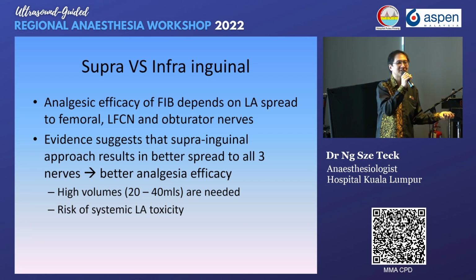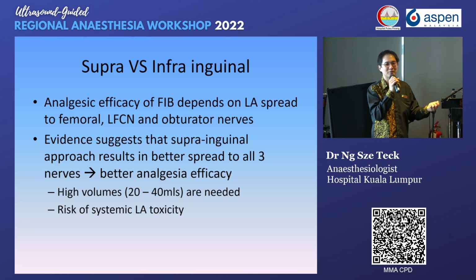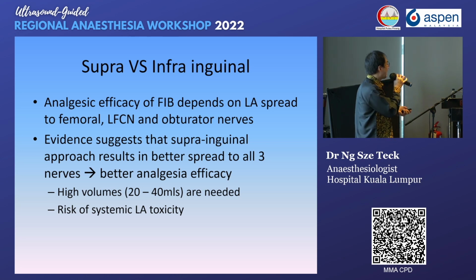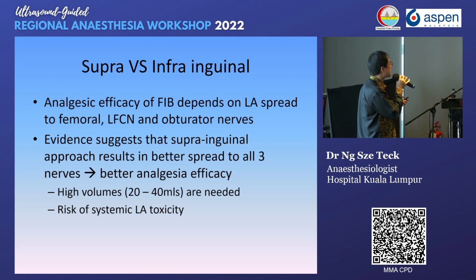So what's the difference? Some prefer to do supra, some prefer to do infra. Why? What's the difference? Actually, the analgesia efficacy of fascia iliaca block depends on the spread of the LA, how far it can spread. So that's why the suprainguinal approach results in better spread to all three nerves. But you need high volume.